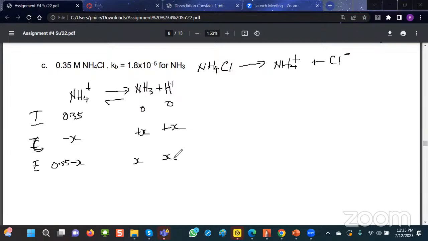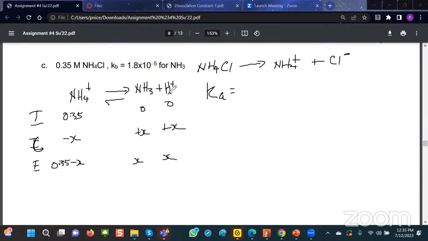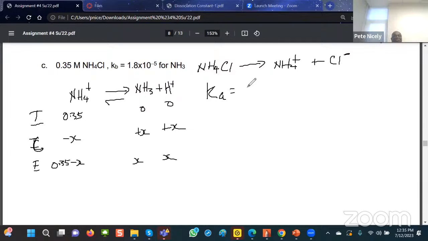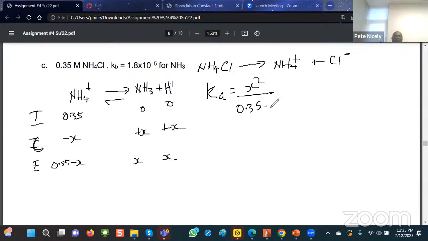The Ka equation. And I'm impressed that you said Ka. Why did you say Ka and not Kb? Because there's H plus as a product. Exactly, it's acting as an acid. Very good. So Ka would be equal to what? X squared over 0.35 minus X, right? And then we're going to assume that X is much less than 0.35. So that means that 0.35 minus X is approximately 0.35.